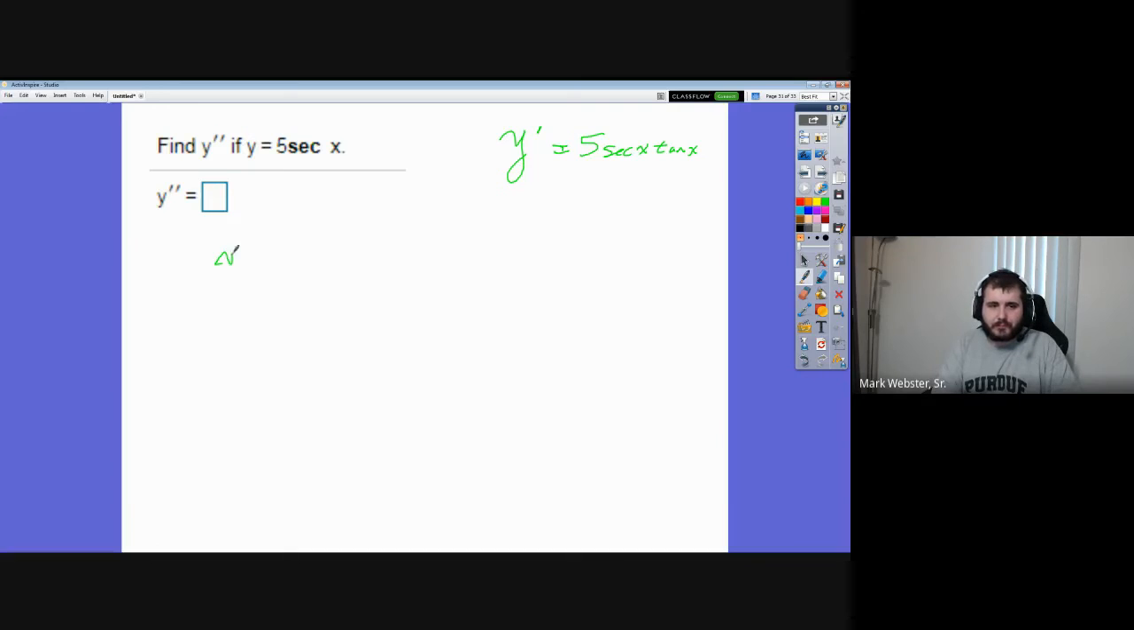Y double prime. Well, in order to do that, we got to use the product rule, right? Because it's secant times tangent. So left d right plus right d left. Well, okay, so left is 5 secant. So d left is going to be 5 secant x tangent x. And then right is tangent x. So d right is going to be secant squared x. Well, now we've got it.